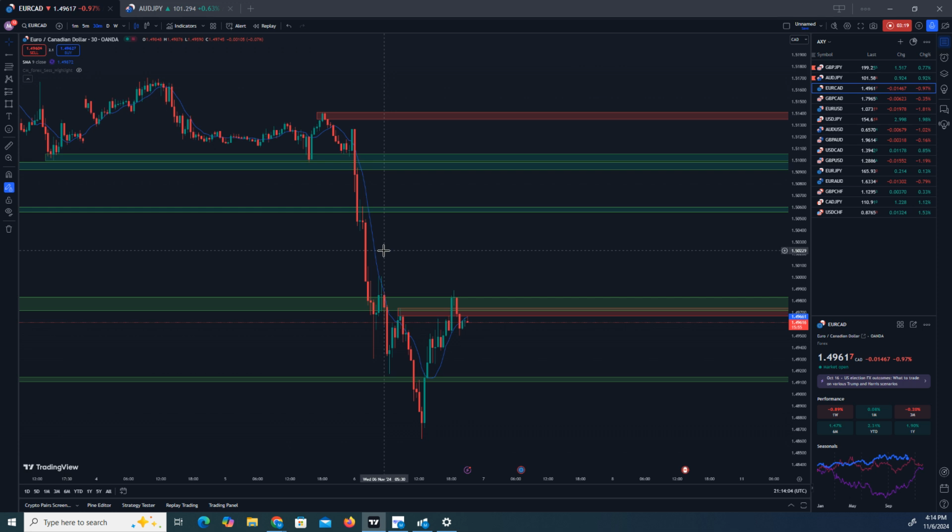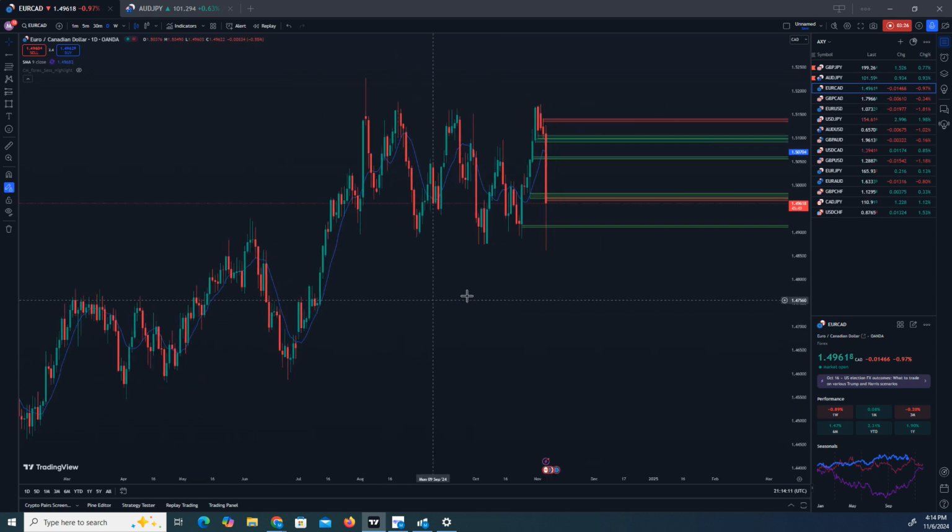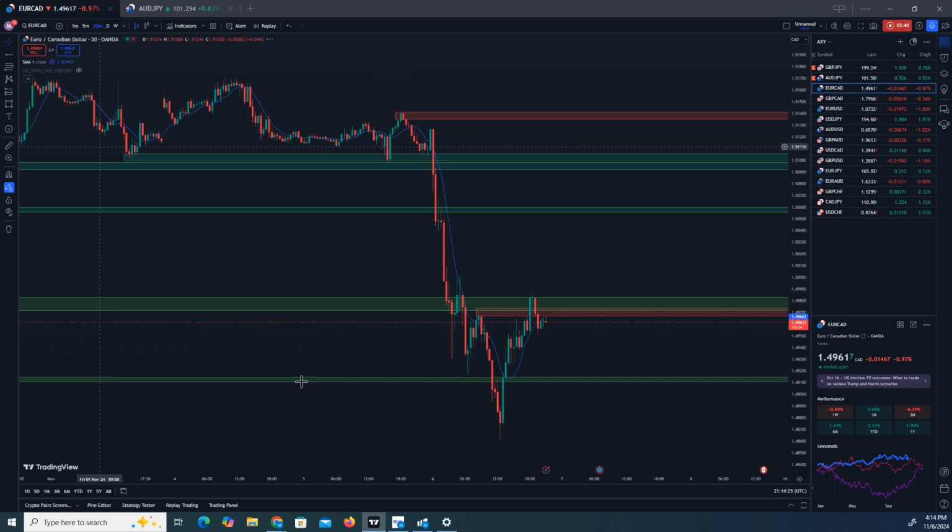Euro Canadian. Let's look at the daily time frame first. On the daily time frame, this is really a very ranging trade. There was a huge spike down today. Previously, the market was bullish, but this spike down has changed the basis for the short term to range. So I won't say there's actually direction for now.